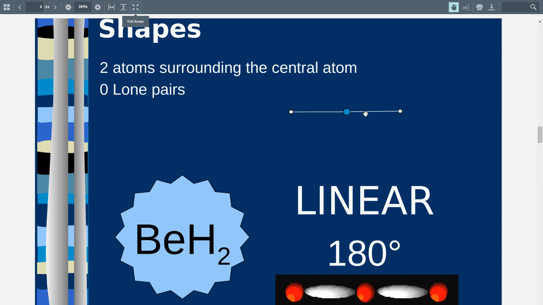Now I have BeH2 on my screen, but we're going to do BeF2. Okay. So I'm going to show you what this looks like as far as the shape itself goes. So 2 on that central, 0 lone pairs.